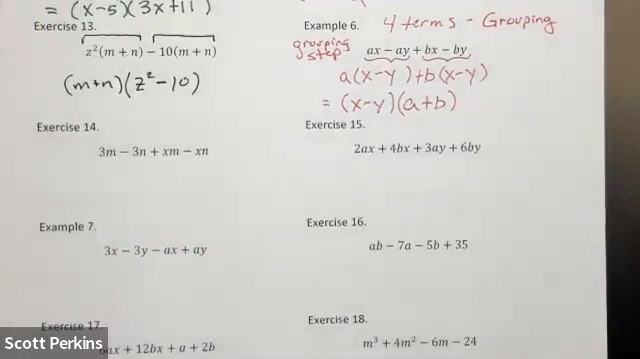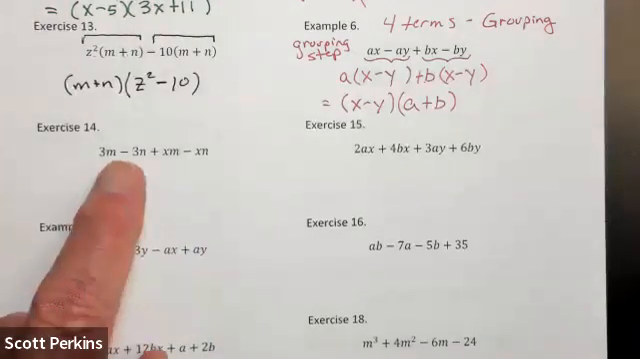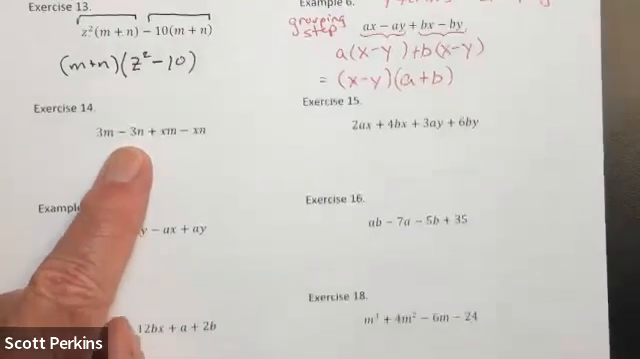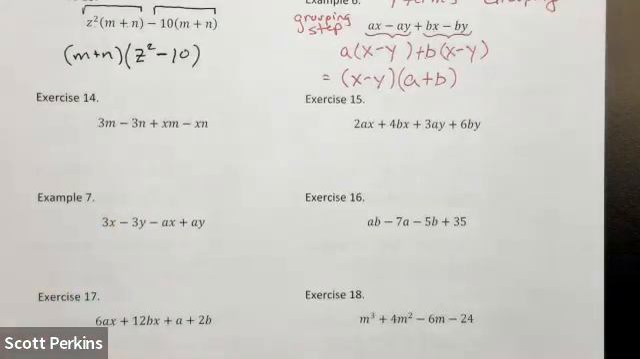Exercise 14 is super similar. Okay, it looks almost like the identical problem. So factor exercise 14 by grouping. Look at the first pair of terms, take out what's in common. The second pair of terms, take out what's in common, and then finish the problem.